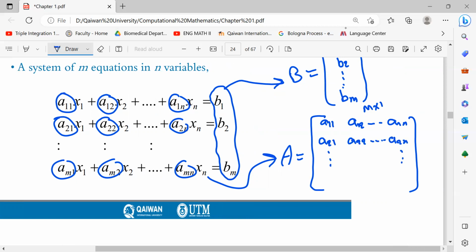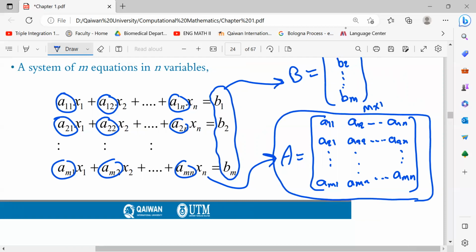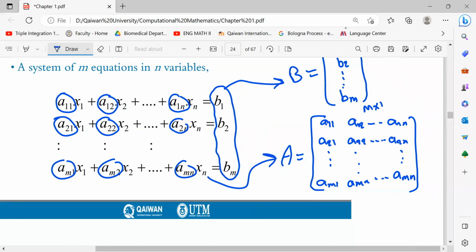Then Am1, Am2, up to Amn. What's the size of this matrix? As you see, we have m rows and n columns. So it's m by n. This is a matrix that you obtain from the coefficients.